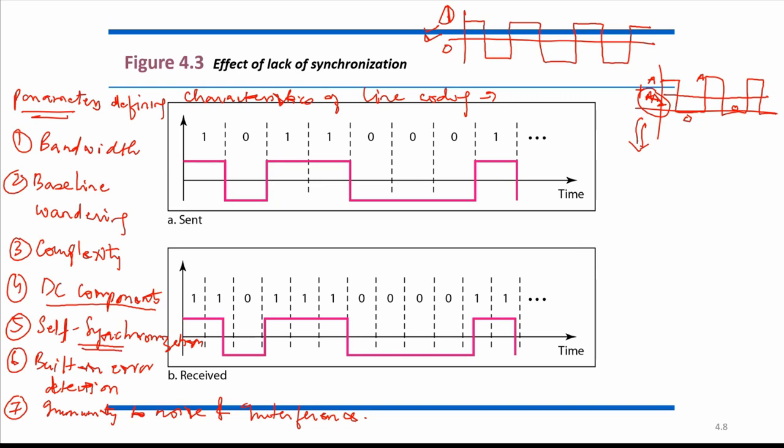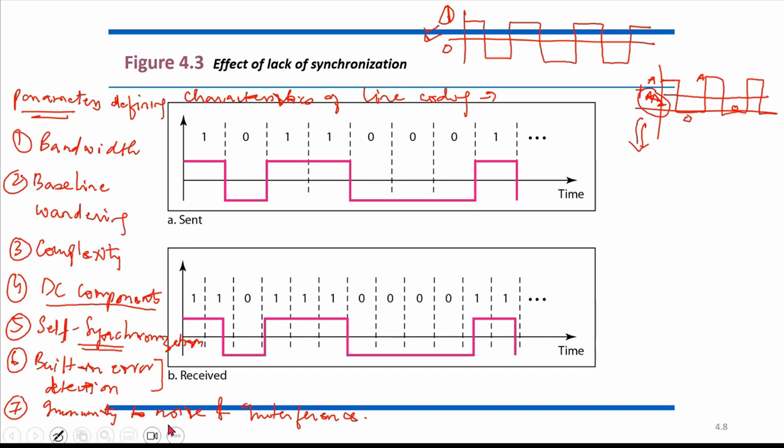If there is some delay in the signals, there should be indicators to identify synchronization in the bits. We will study that later in the slides. Next is built-in error detection. If a line encoding technique has error detection, then errors will be identified. Whether the line encoding technique has built-in error detection or not will be defined.